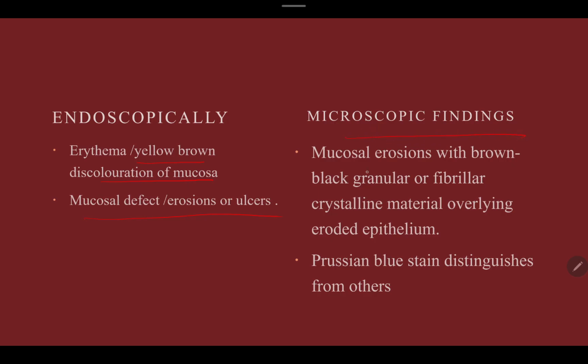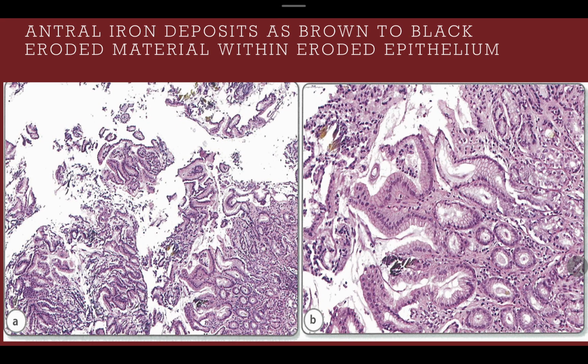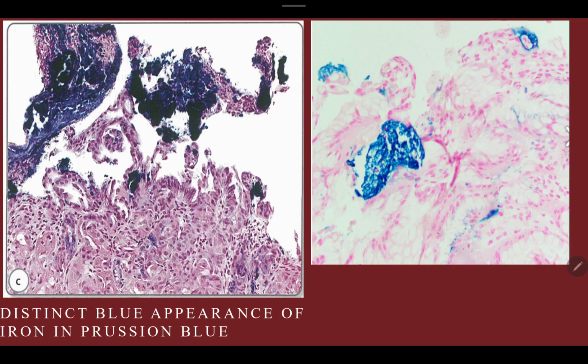So the microscopic finding is mucosal erosions with brown, black, granular or fibrillar crystalline material overlying the eroded epithelium, and Prussian blue distinguishes it from the others. So what we see is mucosal erosions with brown, black, granular or fibrillar crystalline material. Here you can see the brown, black, fibrillar material, and there can be erosions with eroded epithelium, and then there is a distinct blue appearance of iron.